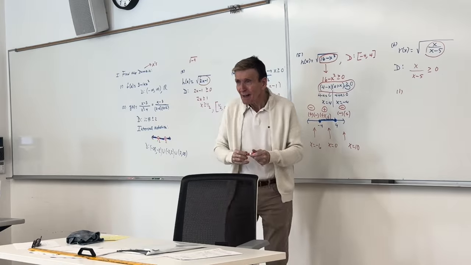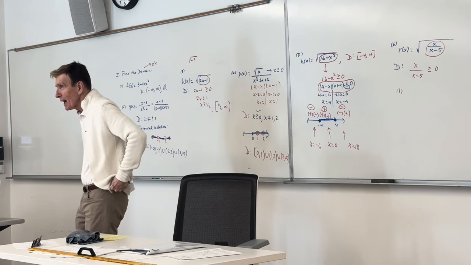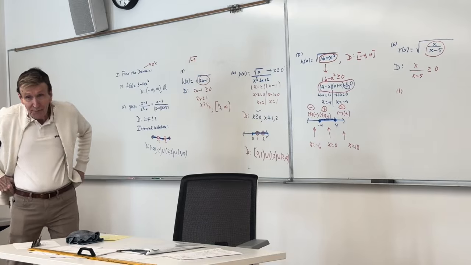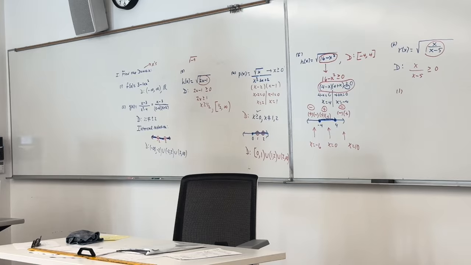Now, glad this came up. Does anyone have an idea of how you want to solve x over x minus five greater than or equal to zero? Split the numerator and denominator. Doing good. Look at the numerator and denominator, I agree with you there. And what are you gonna do?